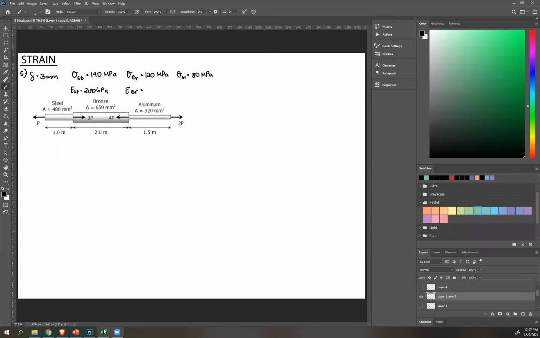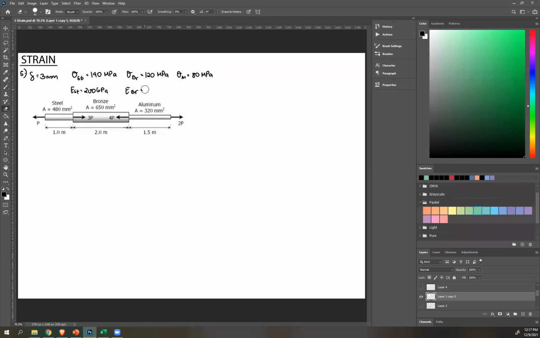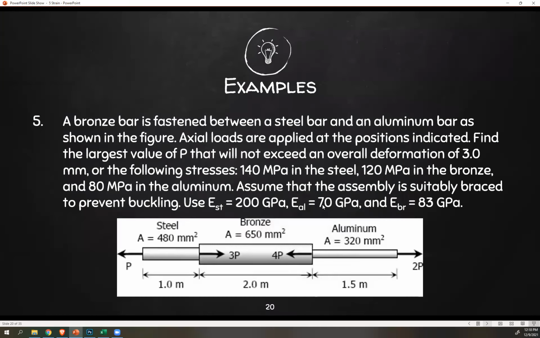EBR is bronze, EBR 83. Okay, I'm just lining it up so that it's easier to see the values. And then for aluminum, 70.